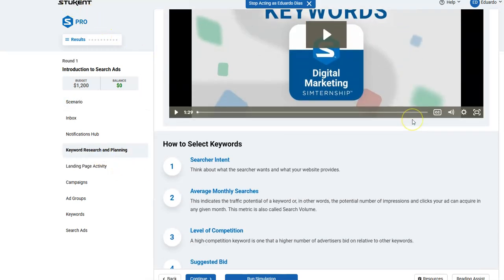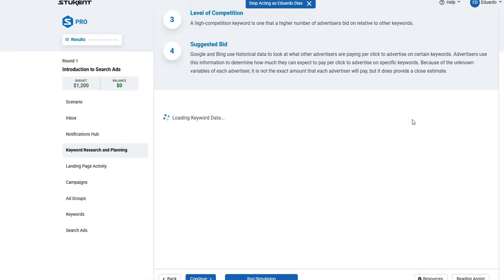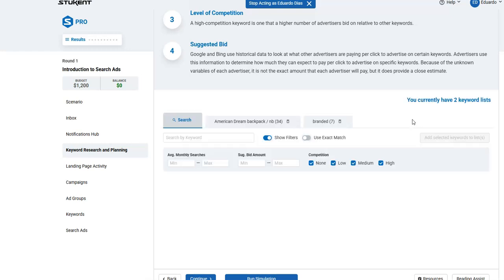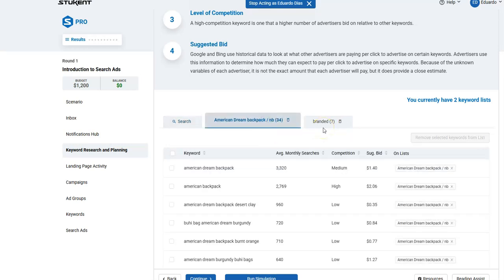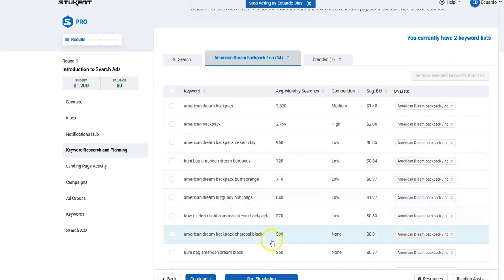We have keywords. Waiting for the keywords to load up. So you have branded, non-branded. Let's take a look at this. I think you mixed up the branded and non-branded keywords into one. Let's see what you have, because you have American Dream bags.